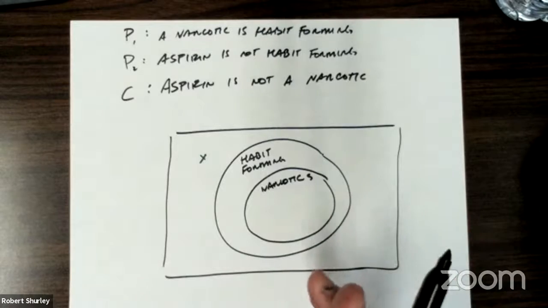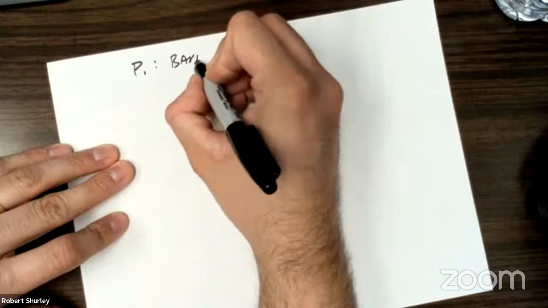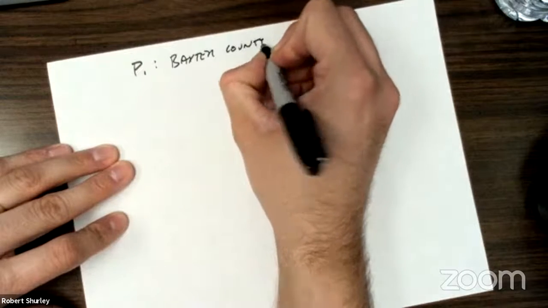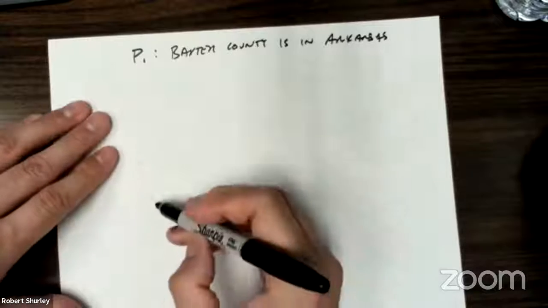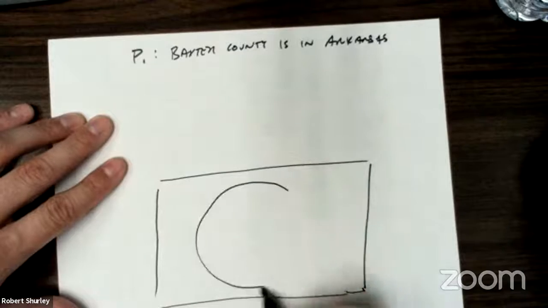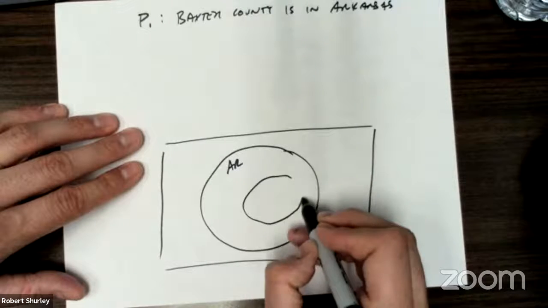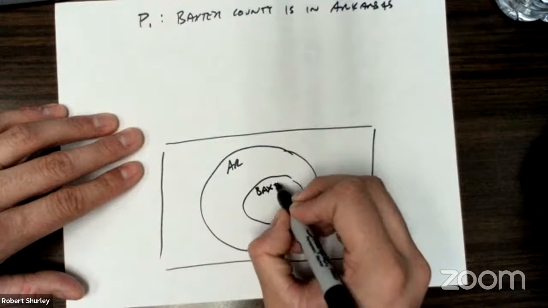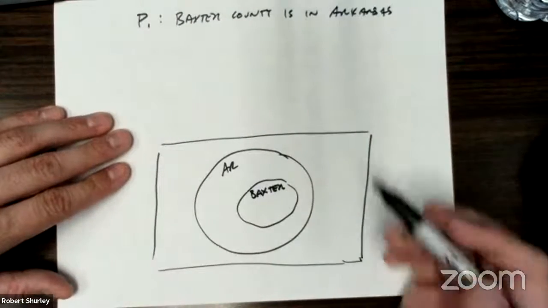I can give you a good example of this one off the top of my head, right? Premise 1: Baxter County is in Arkansas. Or you could say a Baxter County resident is an Arkansan, right? So if we've got AR out here, all the people in Arkansas, we know that there's a portion of them that live in Baxter County, and they are definitely in Arkansas. So if you're in Baxter County, then you're in Arkansas, right?